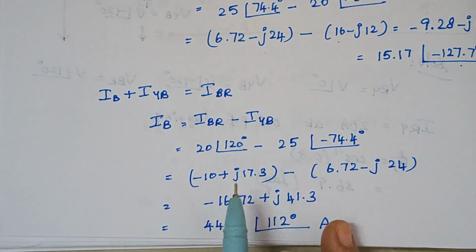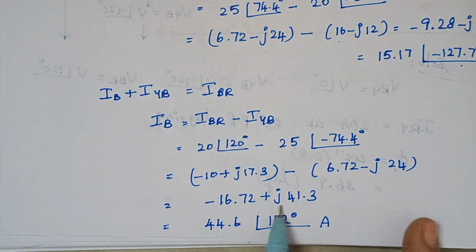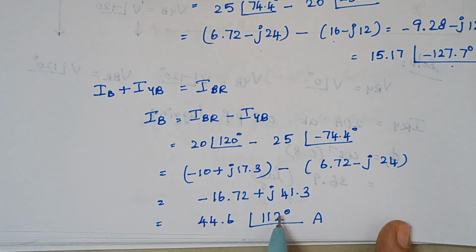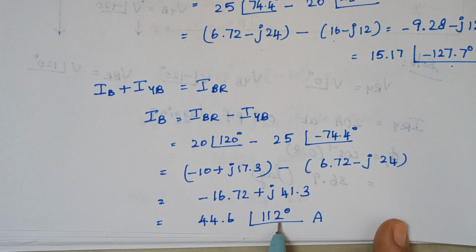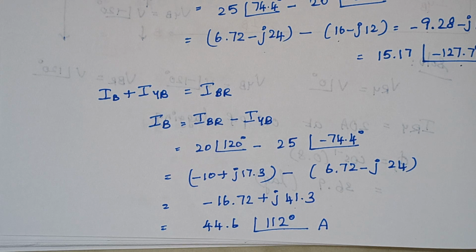So just substitute, convert it into rectangular form, and the final answer is in rectangular form here. Again convert this into polar form. So this problem gets over here. We will proceed with the next one.